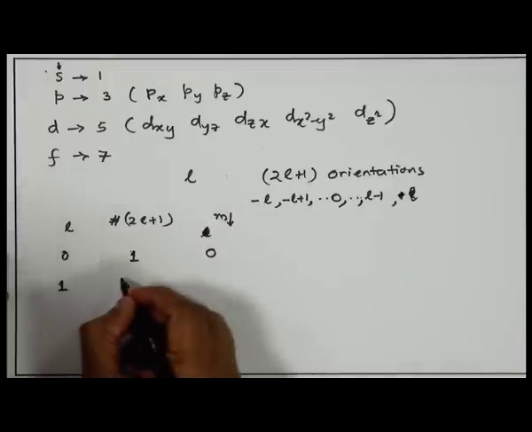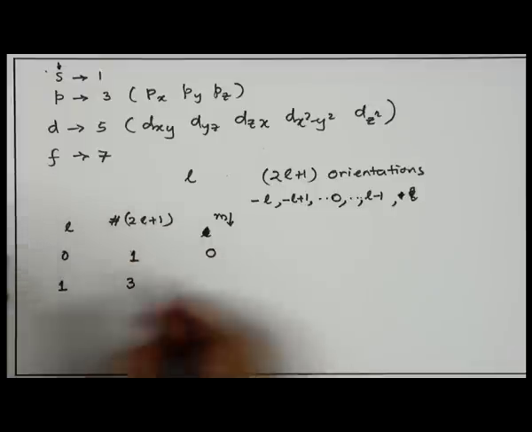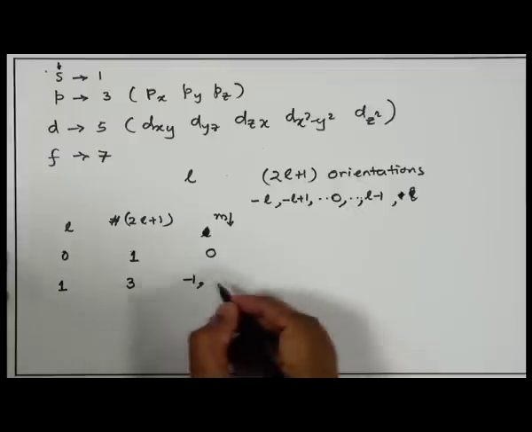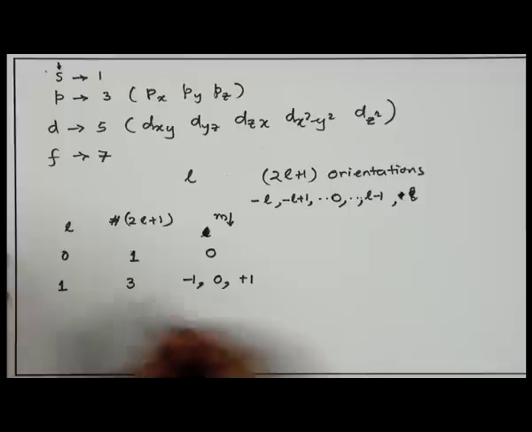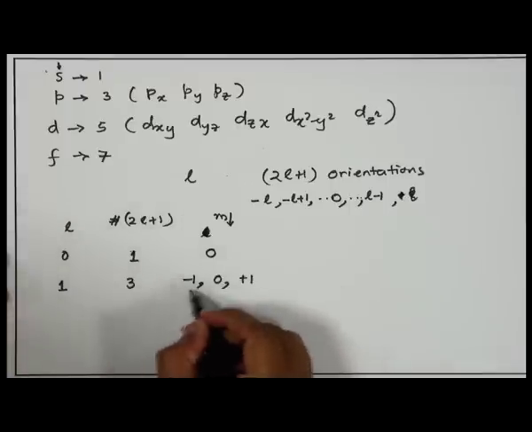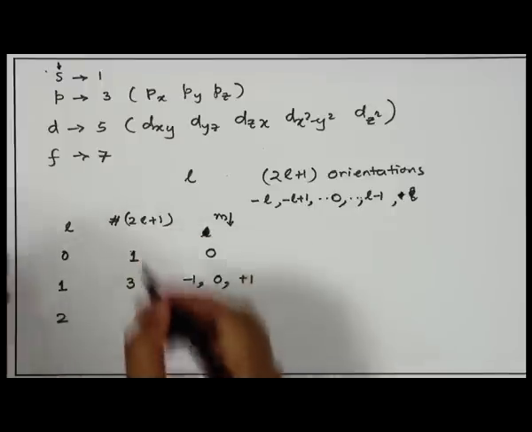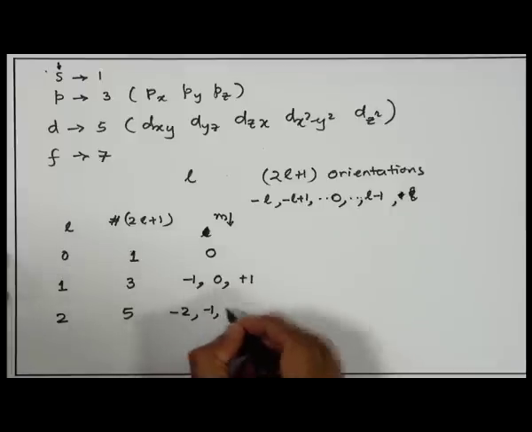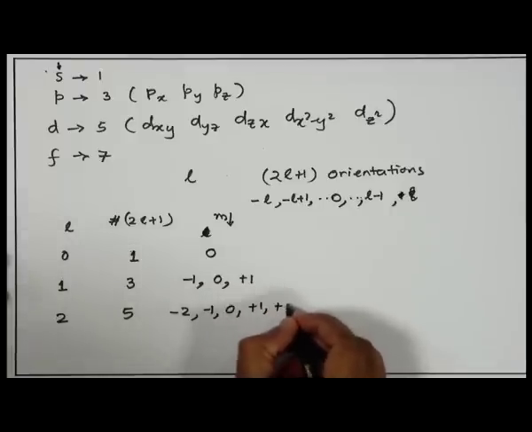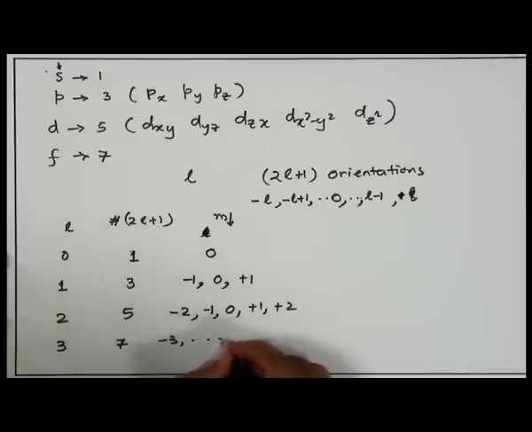When L is 1, how many possible values are there? 2L plus 1 is 3, and what are they? It starts from minus L, that is minus 1. In a step of 1, minus 1 plus 1 is 0, and one more step, 0 plus 1 is plus 1. So, it can be minus 1, 0, plus 1. These are the 3 different magnetic quantum numbers. When L is 2, how many different orientations are possible? 2L plus 1 is 5. They are minus 2, minus 1, 0, plus 1, plus 2. When L is 3, there are 7 different ways and they go from minus 3 to plus 3.